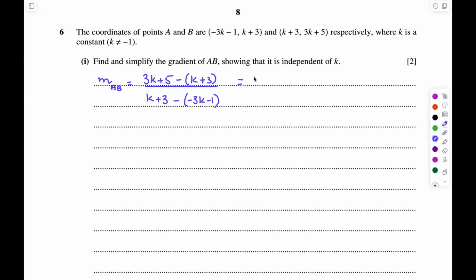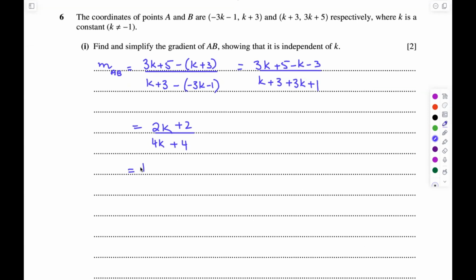So first opening the brackets, that will become 3k plus 5 minus k minus 3, divided by k plus 3 minus 3k, and minus minus becomes plus 1. Now simplifying the numerator, 3k minus k is 2k, and 5 minus 3 is plus 2. In the denominator, k minus 3k will become minus 2k, and 3 plus 1 equals 4.